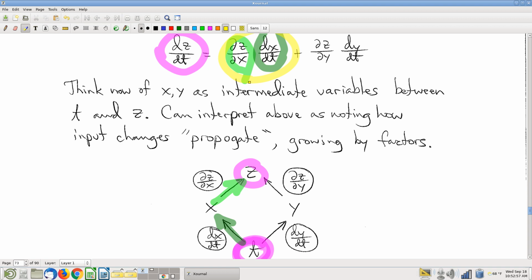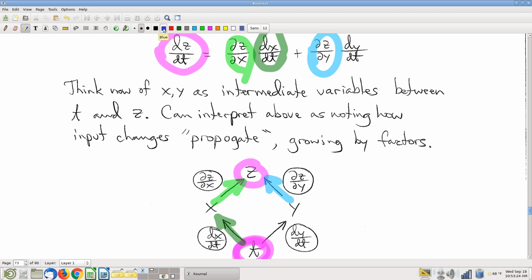Okay. All right. But here's the thing. That's not the whole story. Right? That's part of the story. Yes, it is true that changes in x cause changes in z. But what about y? Z is a function of y too. If y changes, that's going to cause a change in z. And side note, y is changing.